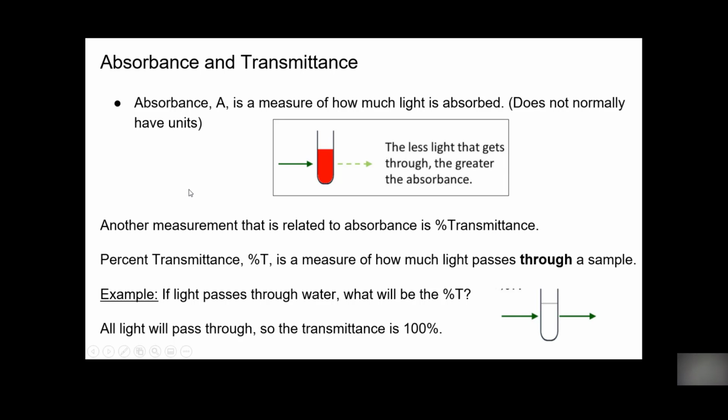So what are we looking for? We're looking for either absorbance or transmittance. Absorbance, capital A, is a measure of how much light is absorbed. That's the one we're interested in. It does not normally have units. So a light's going to pass through. The less light that gets through, the greater the absorbance.